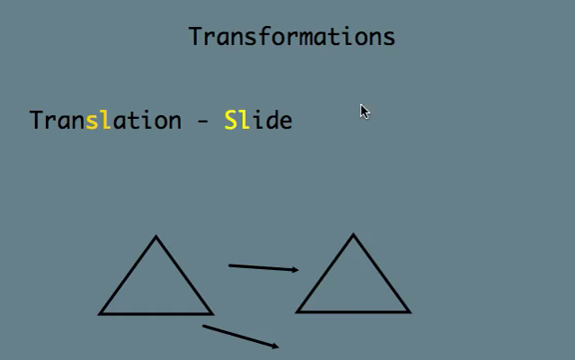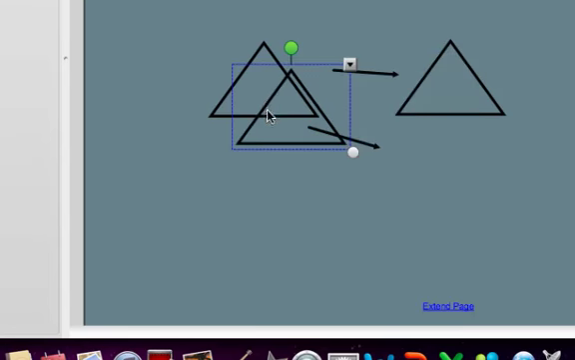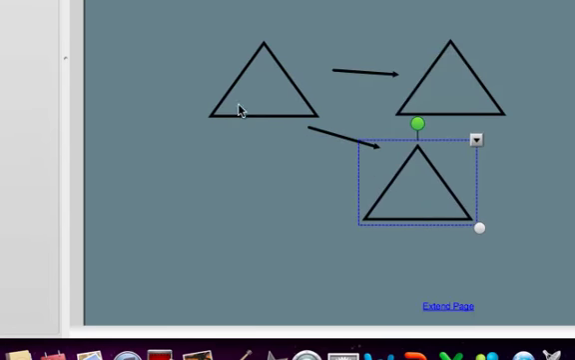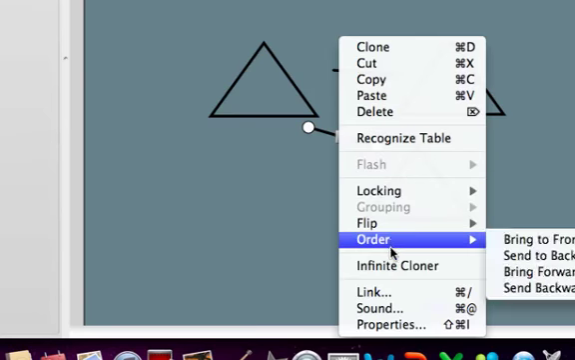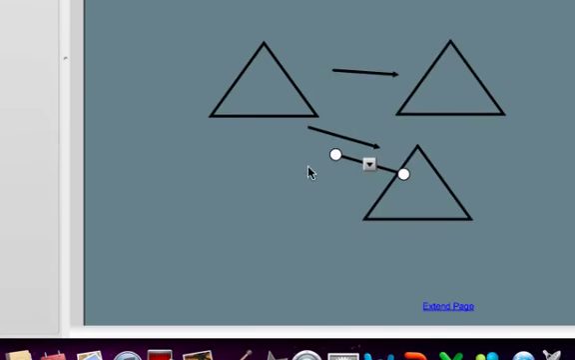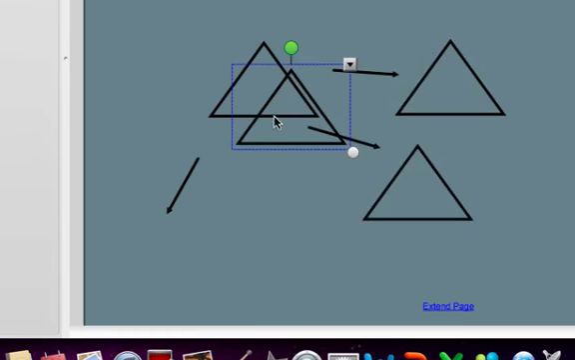But it doesn't have to slide to the right. It could slide down this way. It could slide to the left if we wanted to. So we could slide it down. Wherever we want to slide it is fine, as long as it stays in that same size and shape, and we don't turn it or anything like that, or flip it over, then we're okay.